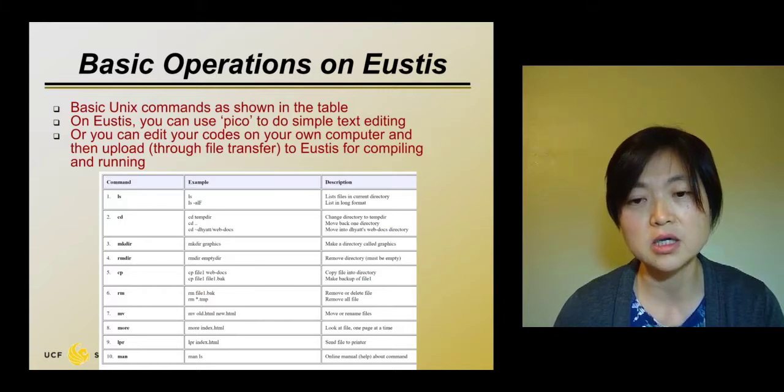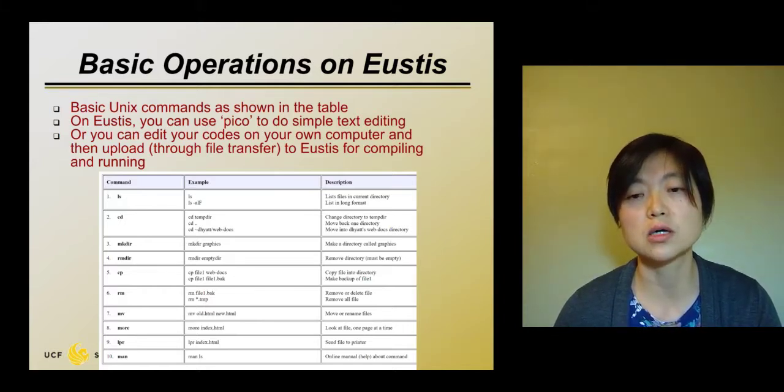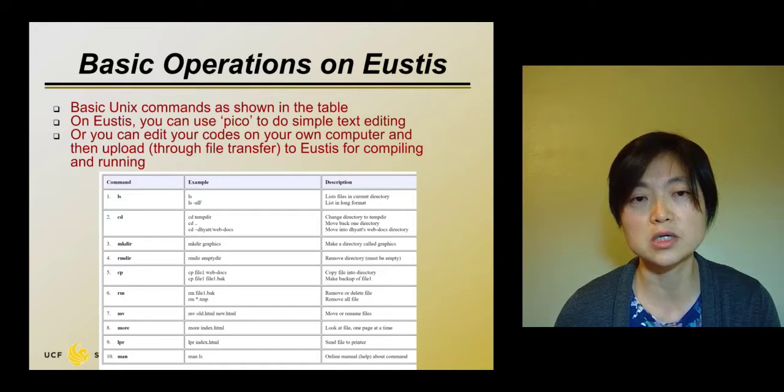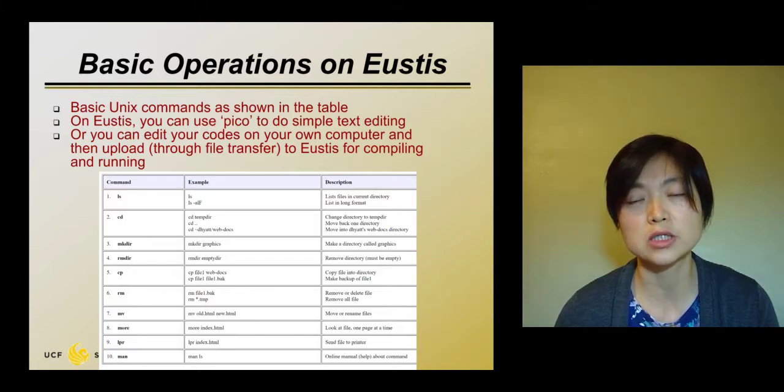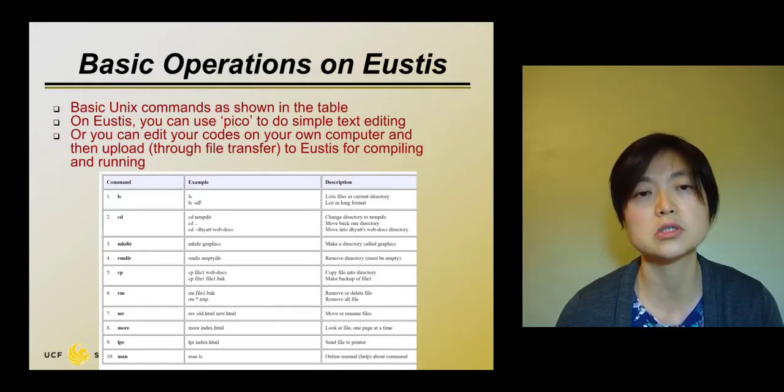But again, like I said, if you want to get more comfortable when you write your code, you can always just write your code on your computer, then upload it with your file transfer app. So here we recommend MobaXterm. I will show you how to do a file transfer later. So if you want a more friendly interface when you're writing code, you can always do that. But otherwise, if you want to directly edit your code file on Eustis, Pickle is an option.